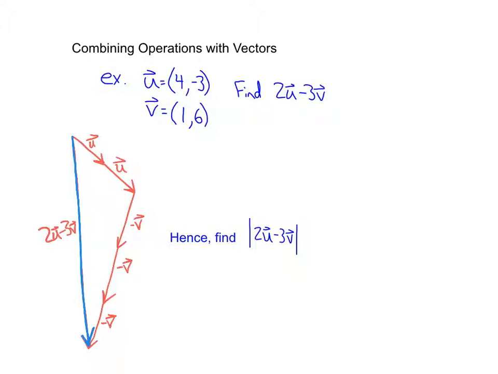But we can do it very, very easily. We don't have to have a grid drawn to put it on. We don't have to do anything that complicated. All we have to do is work with the components. So first of all, 2u is going to be 2 times 4 and 2 times a negative 3. So we have 8, negative 6. Then we want to subtract 3v. Well, 3v is 3 times 1 and 3 times 6.